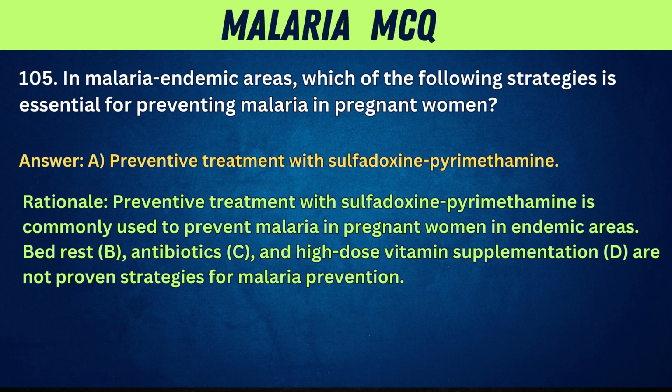Rationale: preventive treatment with sulfadoxine pyrimethamine is commonly used to prevent malaria in pregnant women in endemic areas. Bed rest, B, antibiotics, C, and high-dose vitamin supplementation, D, are not proven strategies for malaria prevention.